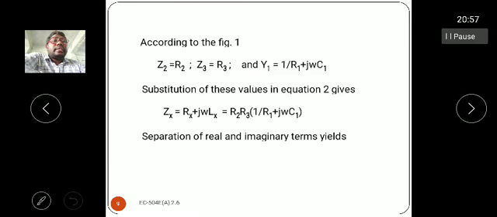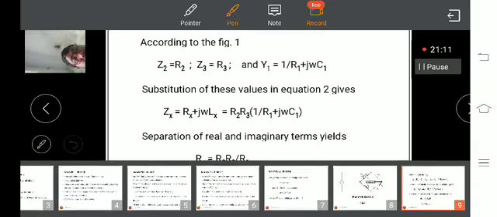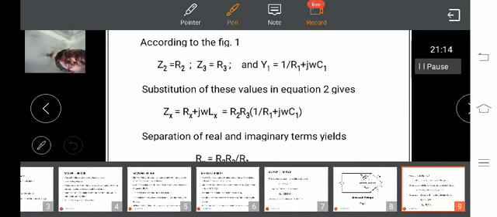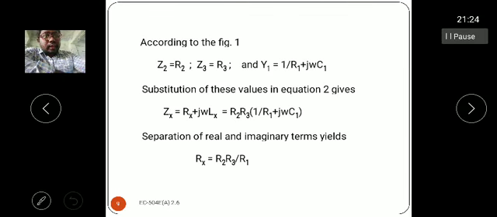Separate the real and imaginary terms, that is Rx is equal to... Clearly observe that we separate the real and imaginary terms. Here we are having Rx plus j omega Lx.